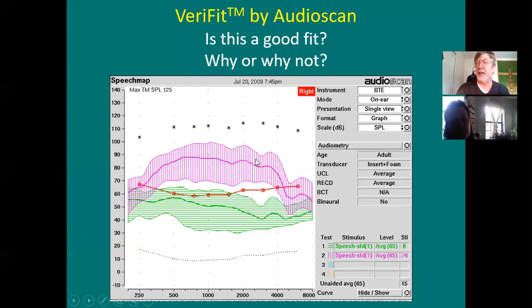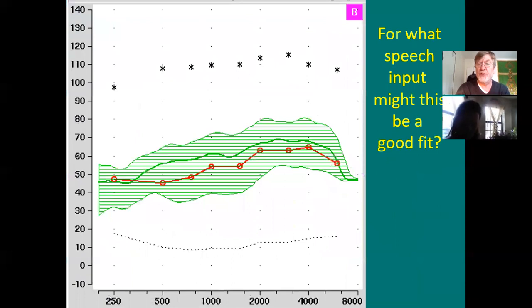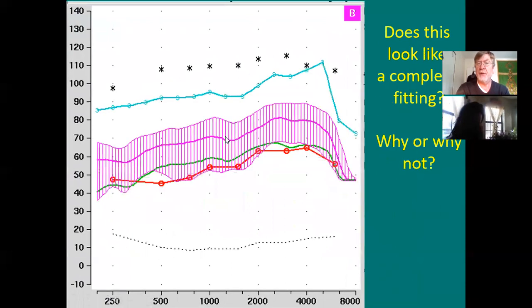It's halfway in the guy's dynamic range, so that's too much. But again, here, it's a little bit too much. It's halfway above the guy's thresholds. But the main point is, if this is for soft speech inputs, the purple or pink here is a good aided output for average speech inputs.